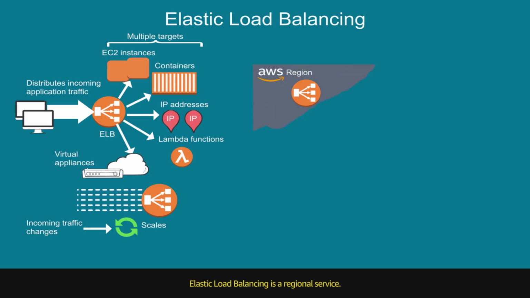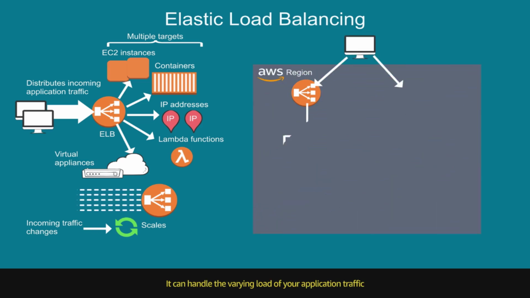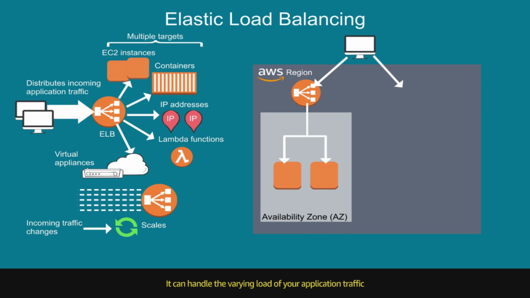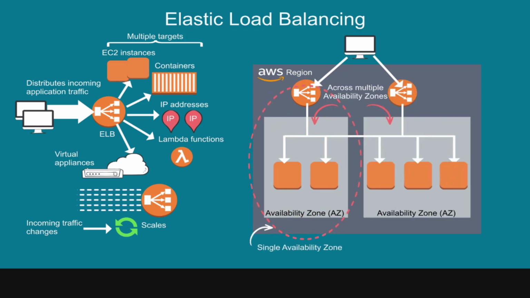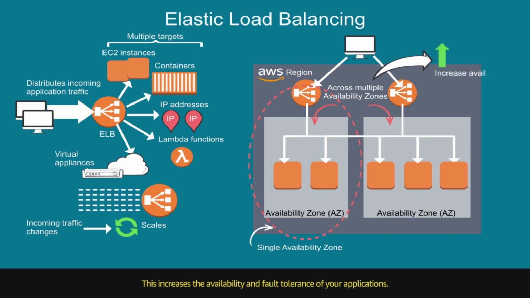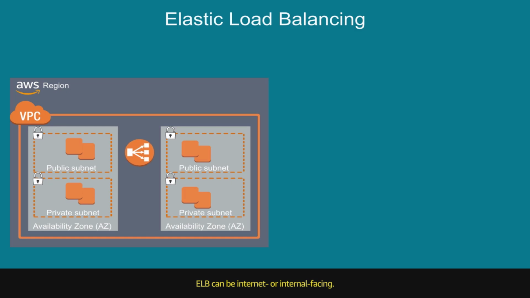Elastic Load Balancing is a regional service. It can handle the varying load of your application traffic in a single availability zone or across multiple availability zones. This increases the availability and fault tolerance of your applications. ELB can be internet or internal facing.